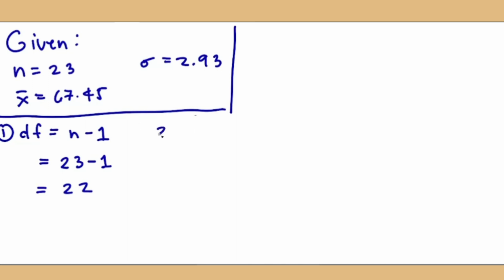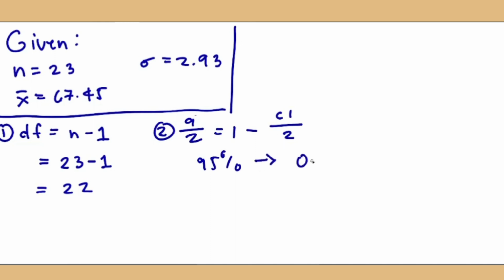The next step is to solve for alpha over 2, which is just 1 subtracted by the decimal form of the confidence interval, over 2. For this equation, 95% is the confidence interval, so we have to convert it to decimal form, which is 0.95. So we just have to put it in this form: 1 minus 0.95 over 2, which equates to 0.05. This will be our alpha over 2.